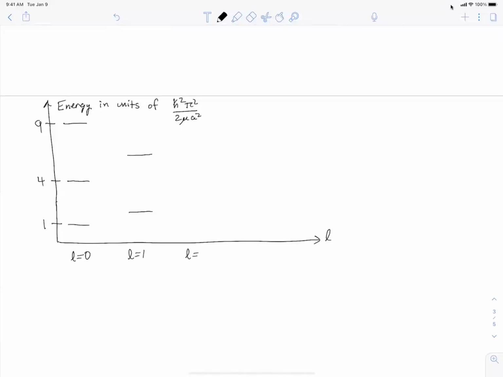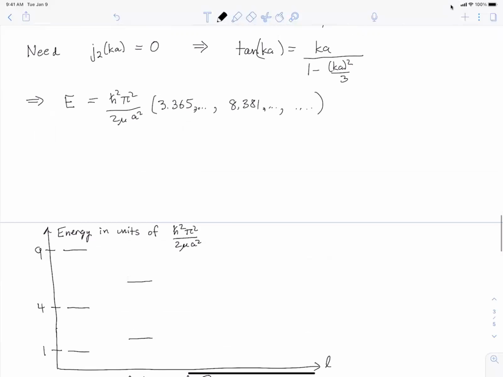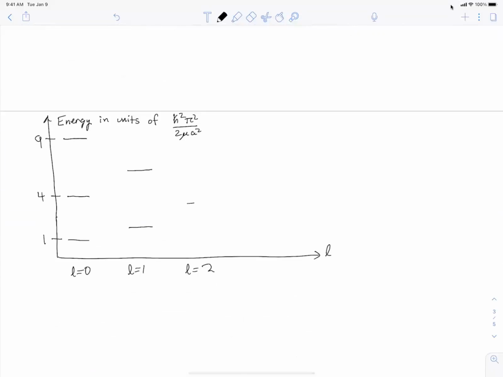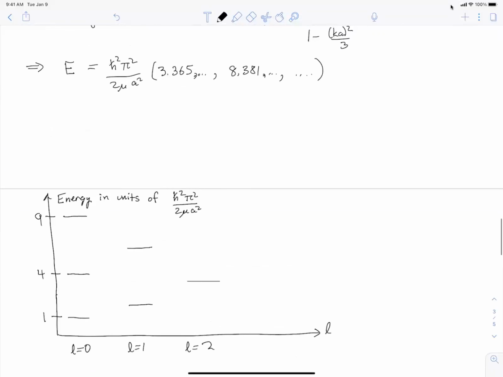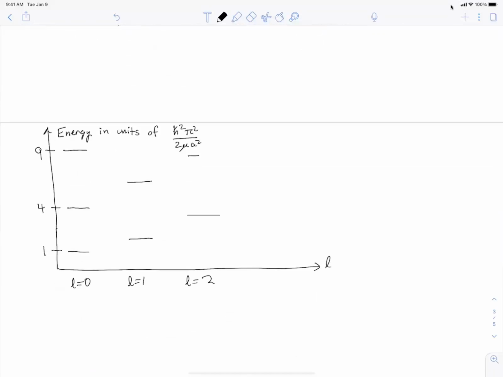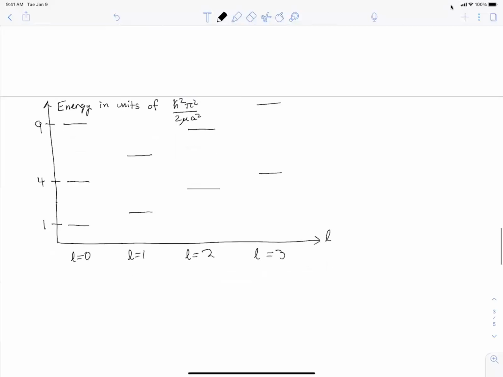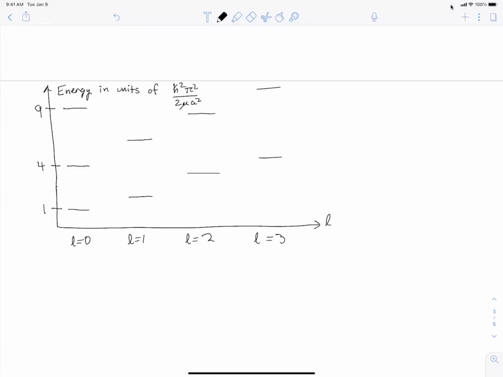Then there's L equals 2, which had an energy level, what was it? It was 3.365, so it's about there-ish. And then 8.381, so it's about there. Okay, and then you can go to L equals 3, which has its lowest energy level there. And then there's another one somewhere up here. I don't remember where. I think there's a graph of these in the notes. But so these are all the allowed energy levels for a particle confined to a spherical ball, but otherwise free.